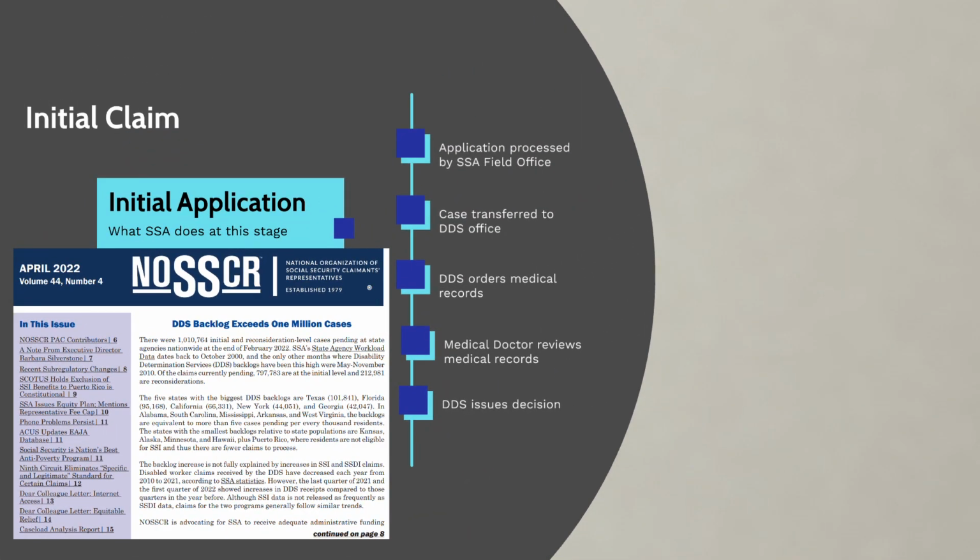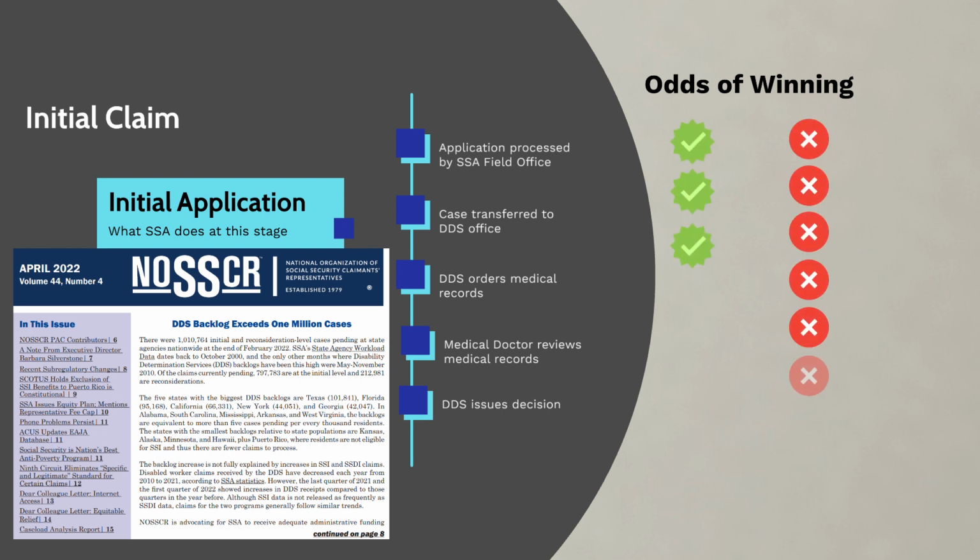Okay, so that's what happens at the initial claim stage. Now, a lot of people want to know what their odds of winning are when they first apply. So let's talk about that. When you first file your application, 20 to 30% of those will get approved. So out of 10 cases, 2 or 3 will get approved. Now, I will say, if you are under the age of 40, your odds of winning at each stage will be lower.